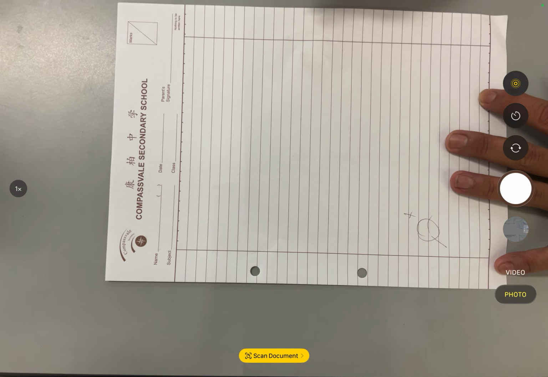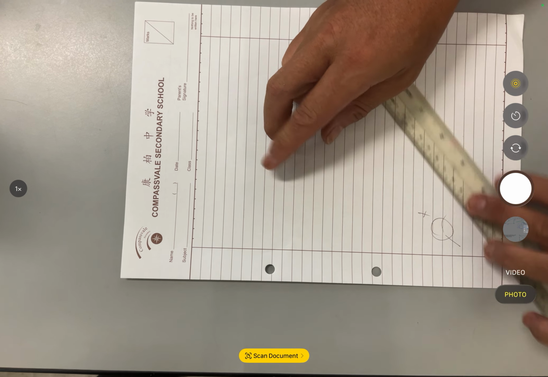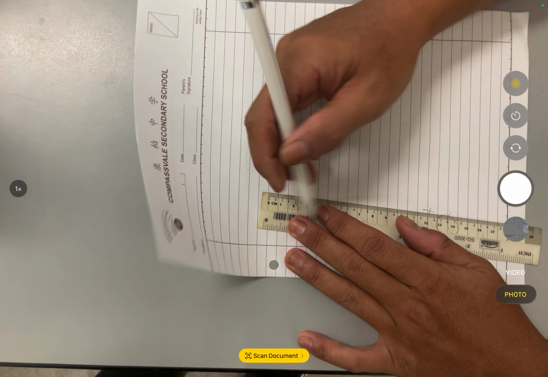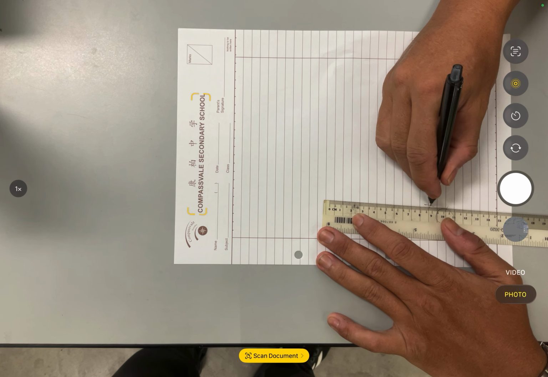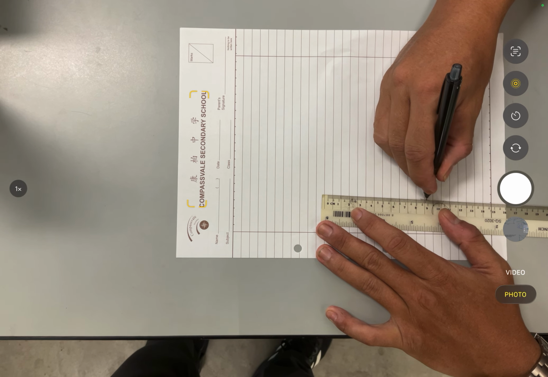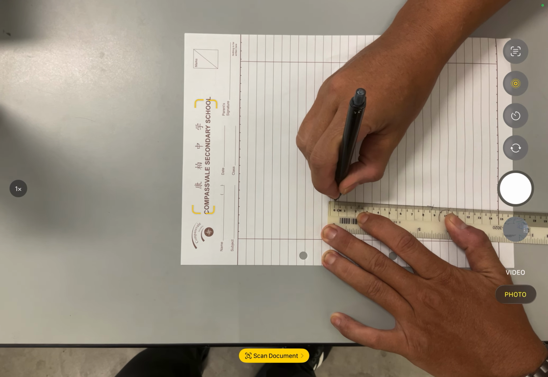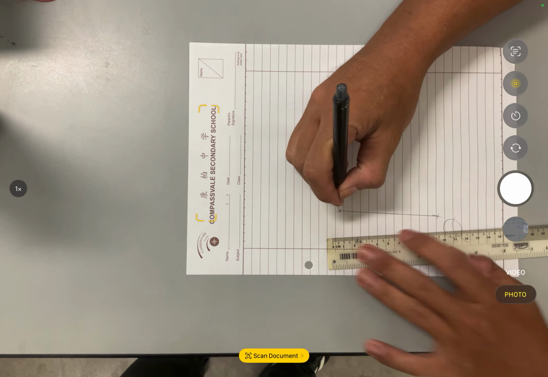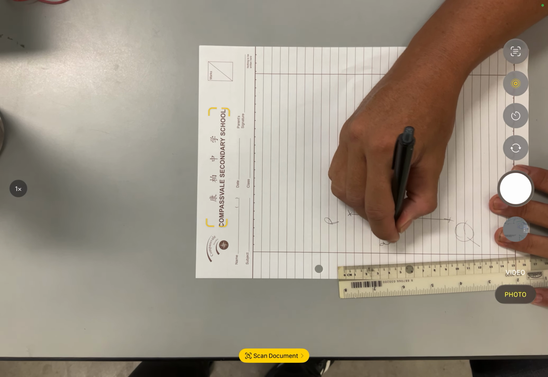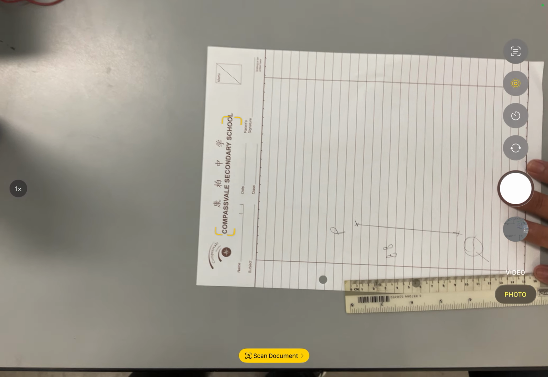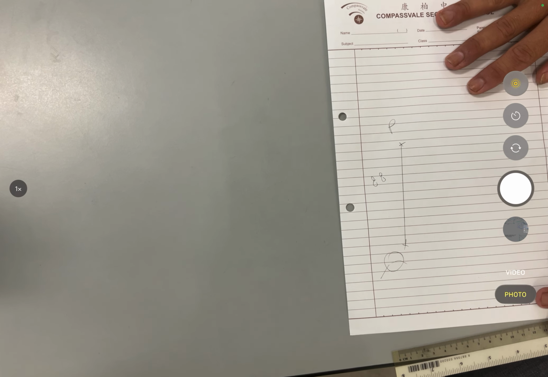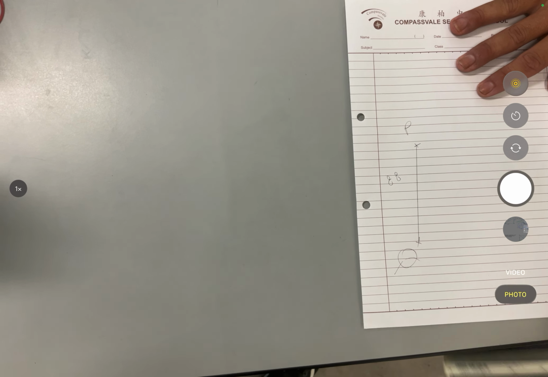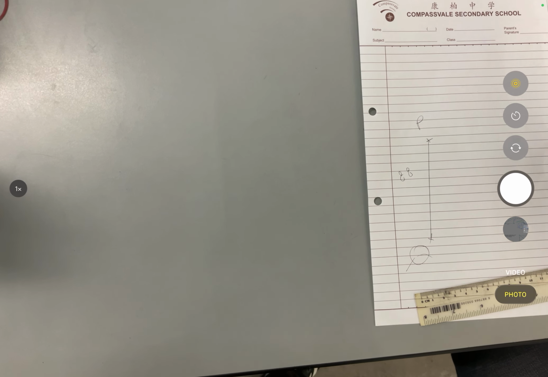Okay? Then from point Q to point P is 8.8 cm. Let me draw a 8.8 cm first. It is a straight line. So here will be my P, 8.8. Follow so far? Okay. Then angle QPR is 24.